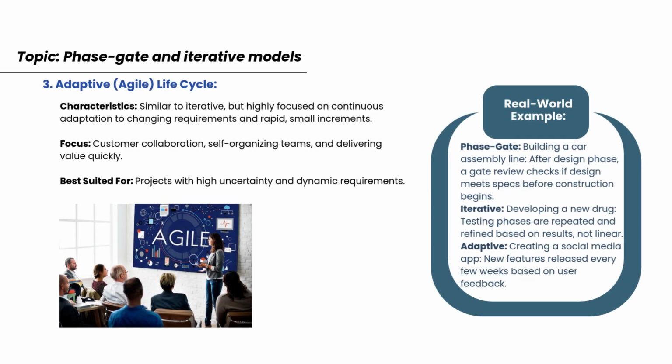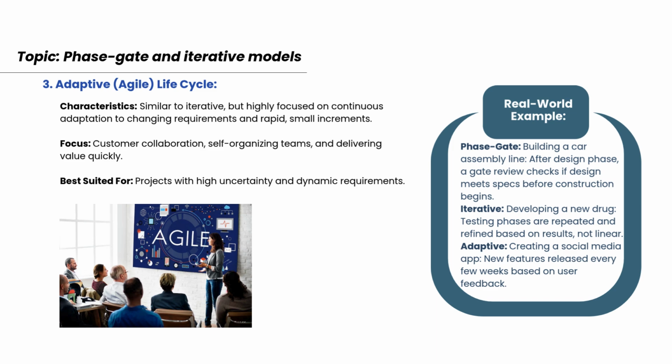Slide topic: Adaptive, Agile, Life Cycle. Now, let's talk about the adaptive or agile life cycle. This model is quite similar to the iterative model, but it goes a step further. It's designed for high flexibility and continuous adaptation. Requirements can change frequently, and work is done in small, rapid increments. The main focus here is on customer collaboration, self-organizing teams, and delivering value as early as possible. This approach is best suited for projects that face a lot of uncertainty or have evolving dynamic requirements.